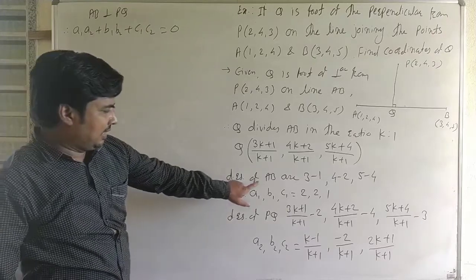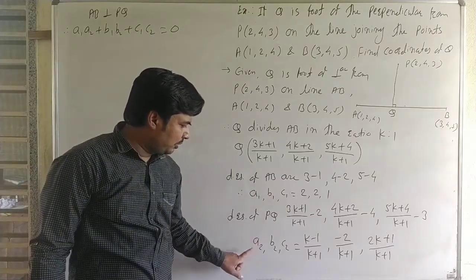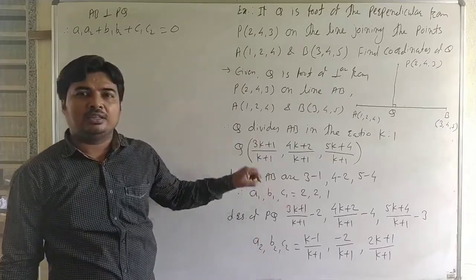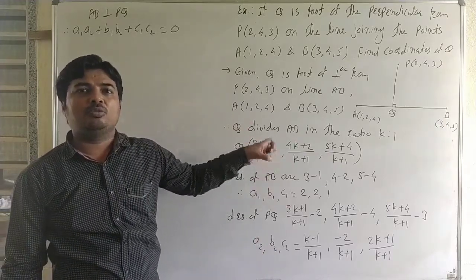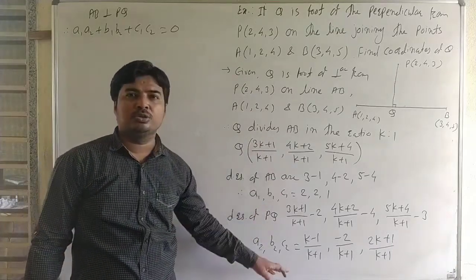Here the direction ratios of AB are a1, b1, c1 and the direction ratios of PQ are a2, b2, c2. Then for two perpendicular vectors or two perpendicular lines, the relation between them is a1 a2 plus b1 b2 plus c1 c2 is equal to 0.